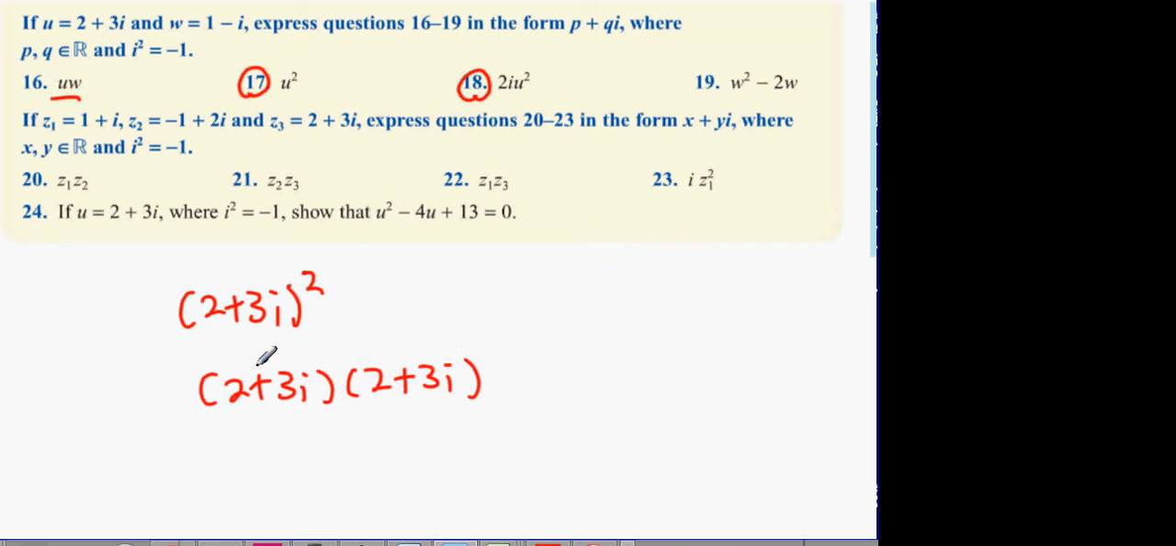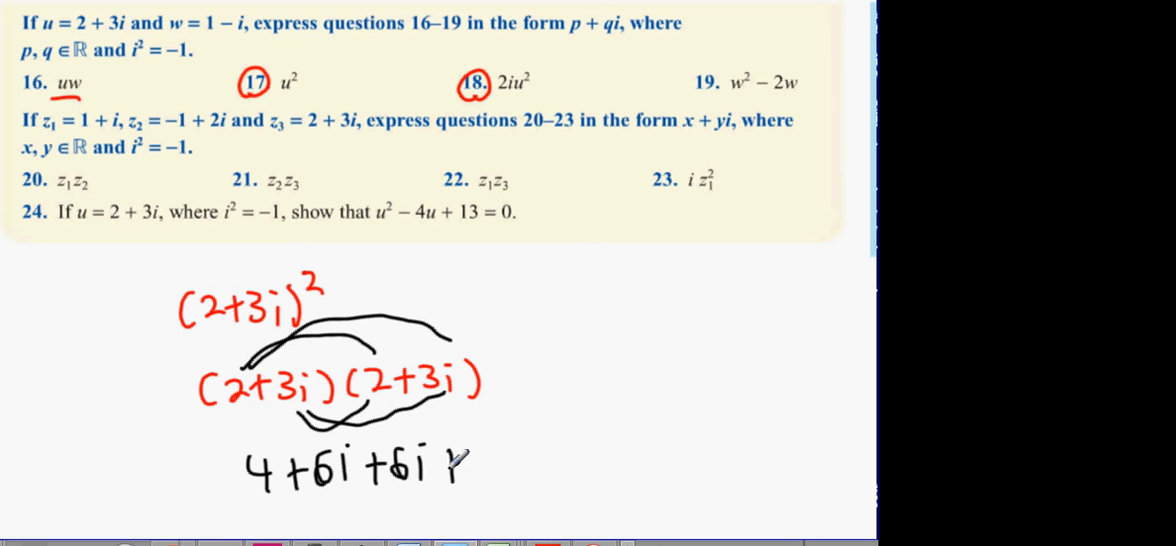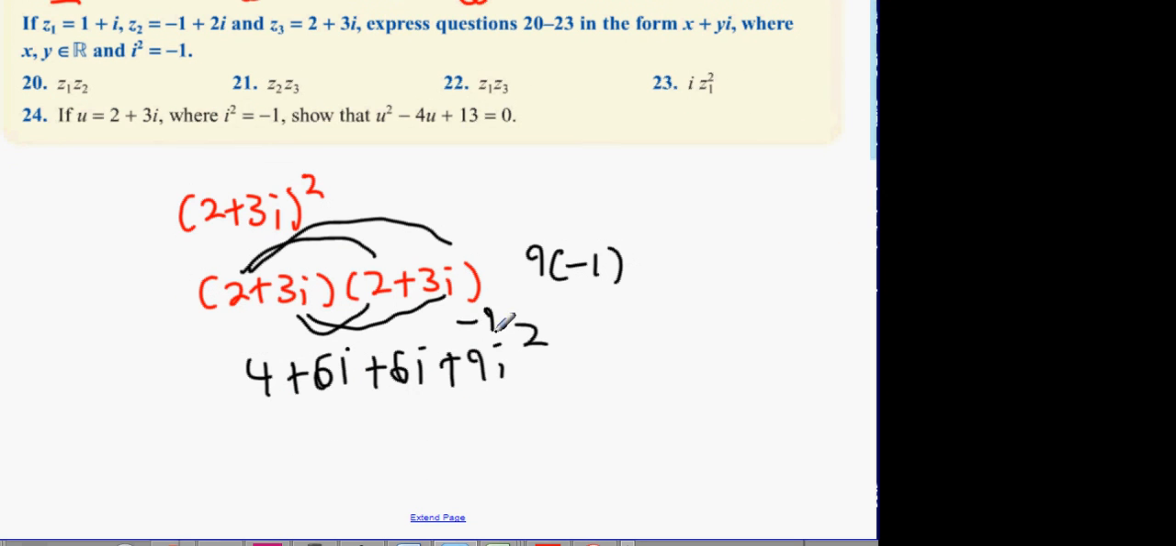Now what you're going to do is 2 by 2, gets you 4. 2 by 3i, 6i. 3i by 2, 6i. 3i by 3i, 9i squared. Replace the i squared with minus 1. 9 times minus 1, minus 9. Now 4 minus 9, minus 5, 6i plus 6i, 12i. Okay guys, that is the answer to question 17.